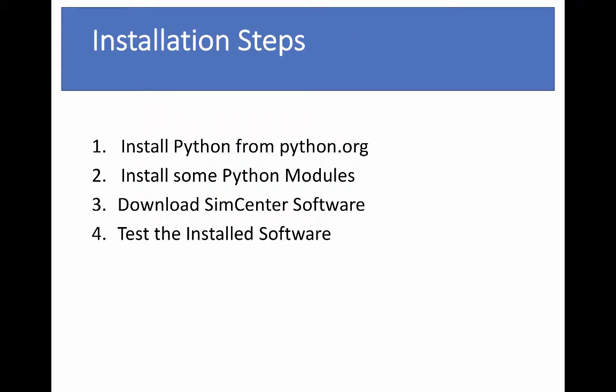It's 4 steps. First step is we're going to download Python. Then we're going to install some Python modules. We're then going to download the SimCenter software. And then finally we're going to test and run the software.